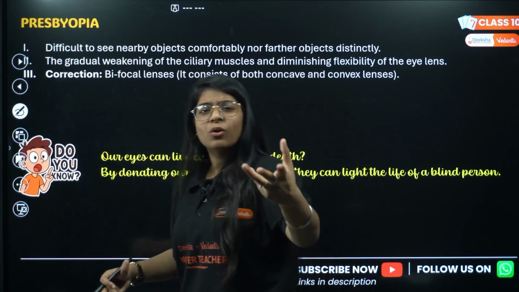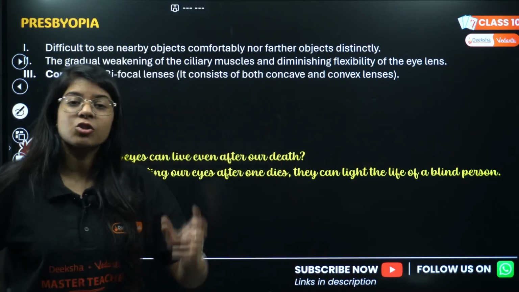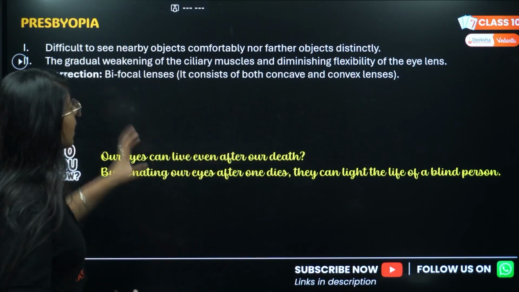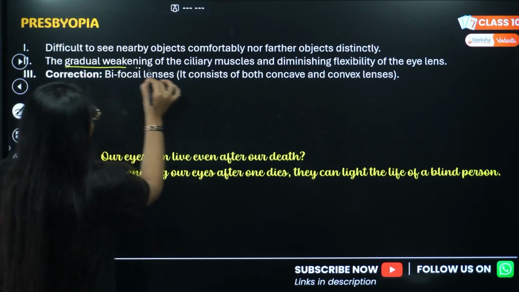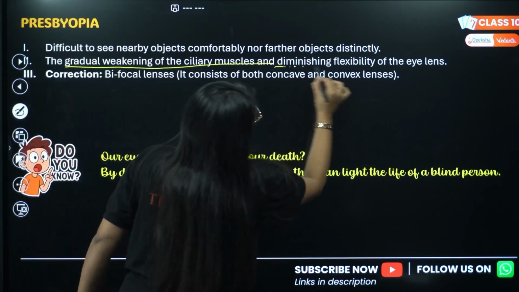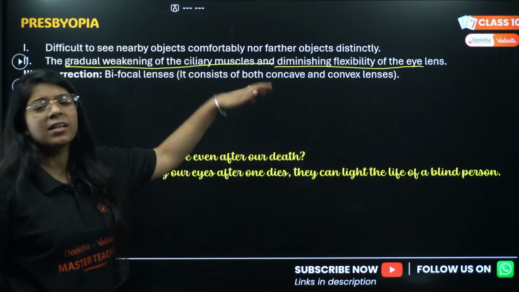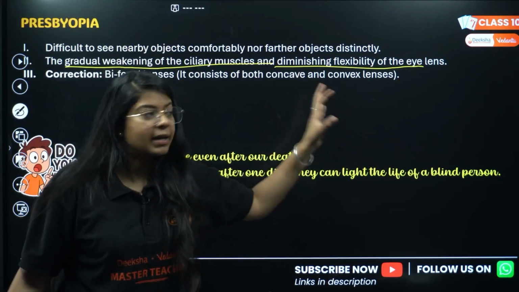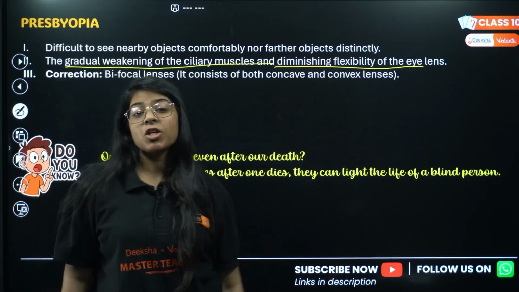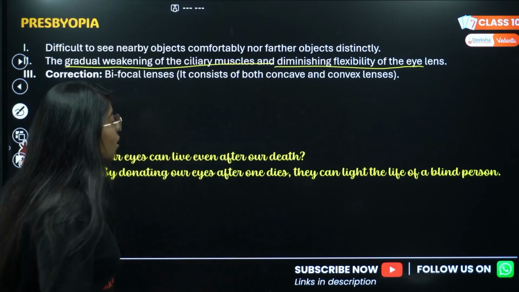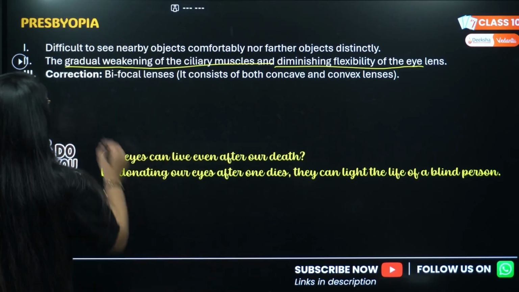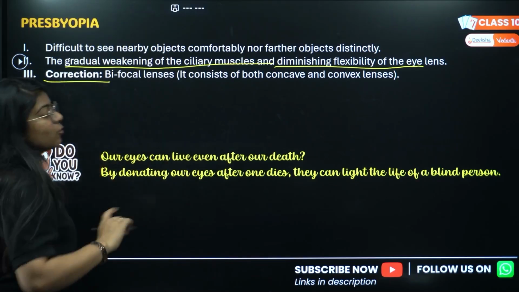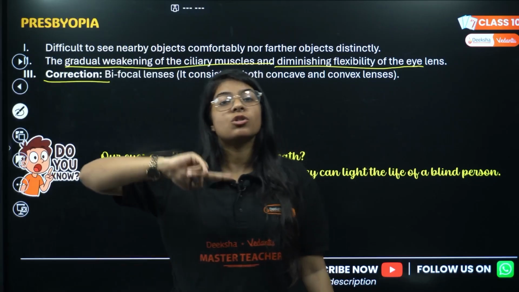As in old age we know all the muscles get weakened, so the ciliary muscles also get weakened. That's why there is gradual weakening of the ciliary muscles and diminishing flexibility of the eye lens, which is controlled by the ciliary muscles. But you can write that it is because of the diminishing flexibility of the eye lens. Okay, to correct myopia, we use a concave lens.